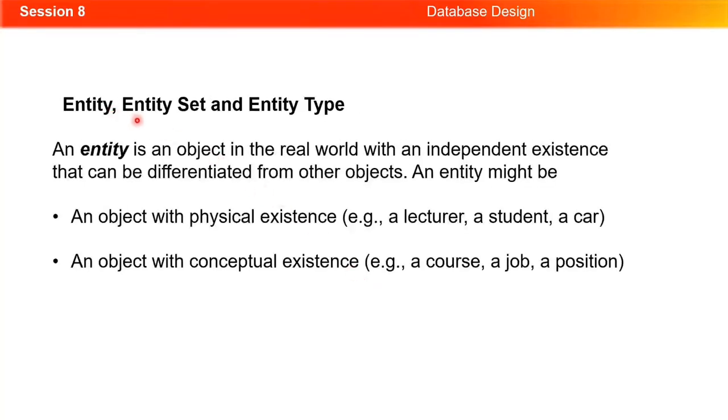So let's discuss entities, entity sets, and entity types. An entity is an object in the real world with an independent existence that can be differentiated from other objects. An entity might be an object with a physical existence, such as a lecturer, a student, a car, or an object with a conceptual existence, such as a course, a job, or a position. You can think of them as tangible and intangible.